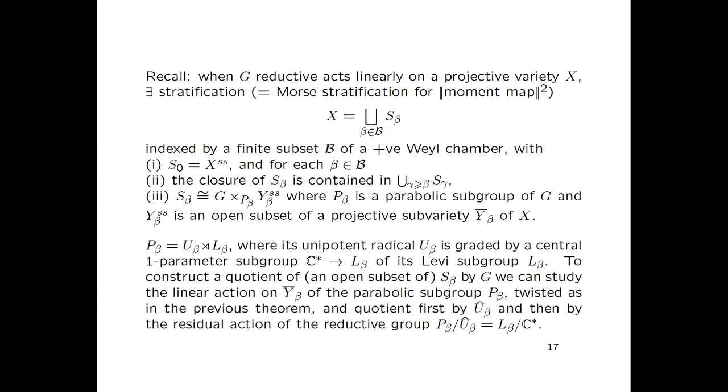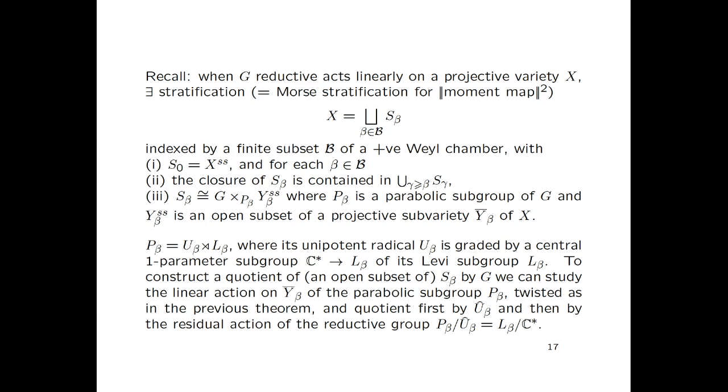So that applies in particular if we go back to the situation that I described before, when you've got a reductive group action, a linear action of a reductive group on a projective variety. So we have this stratification that I described before, which we can think of as the Morse stratification for the norm squared of the moment map, if you want to have a moment map picture of what's going on.